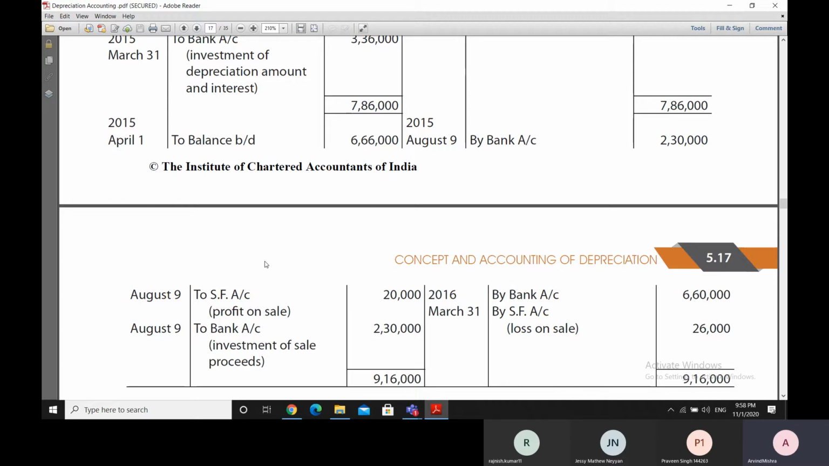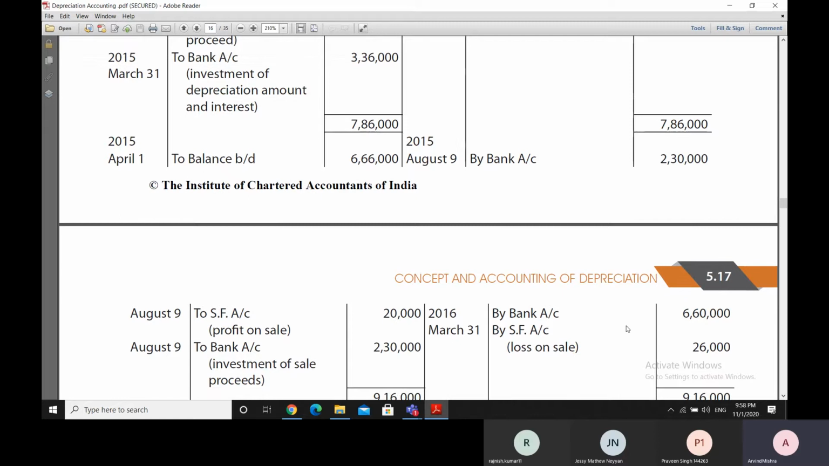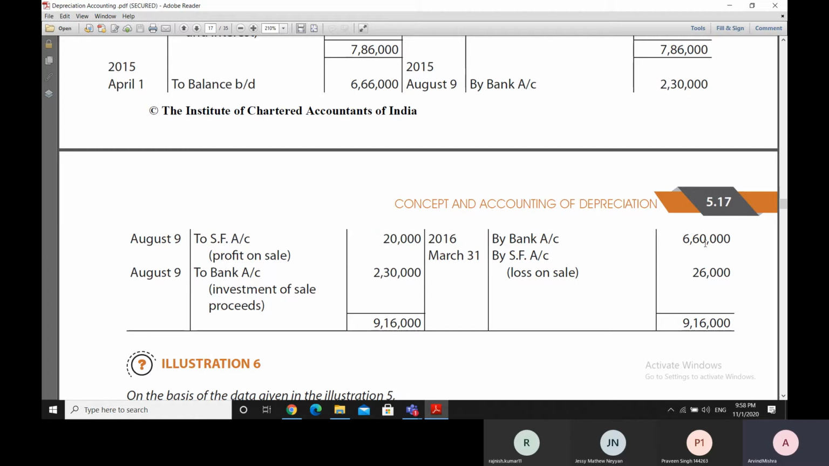Now, having done that, we realized that we have made a loss on the sale of 26,000 rupees. So if we had made a profit on the sale, we would have debited the sinking fund investment account with it. But since we have made a loss on the sale, we are crediting the sinking fund investment account with 26,000 rupees. And finally, whatever is remaining is 6,60,000 rupees. We are transferring it back to the bank account. So this is a balancing figure. 6,60,000 rupees is being transferred back to the bank account because we don't need the sinking fund investment account anymore.